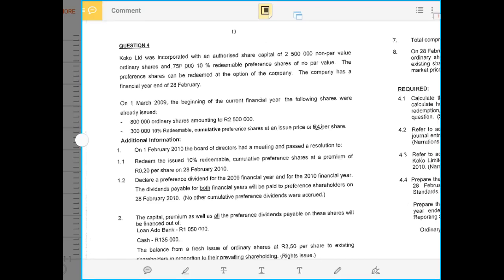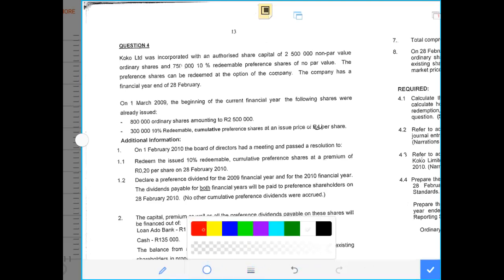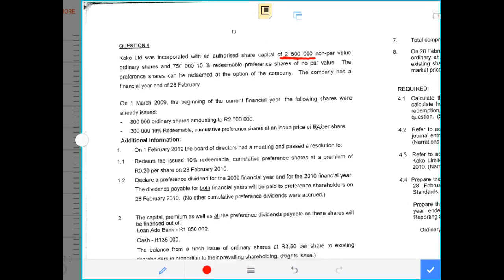It says Coco Limited was incorporated with an authorized share capital of 2,500,000 no par value shares. That means the company had 2,500,000 no par value shares. That means this company was authorized to issue up to 2.5 million shares, which are ordinary. That means they must not exceed 2.5 million shares.